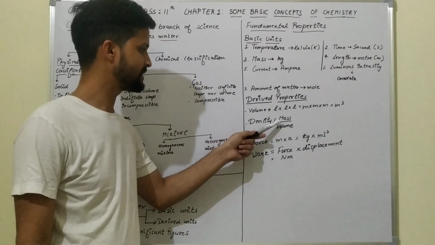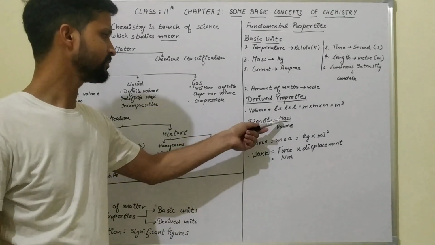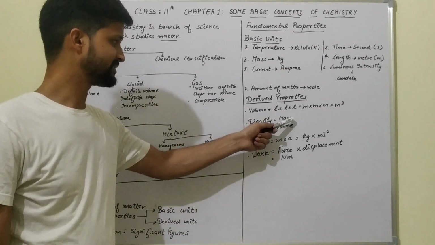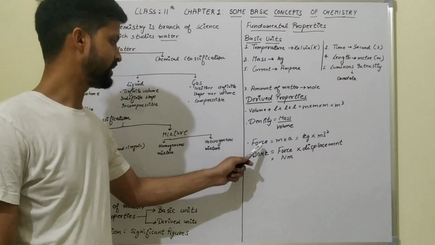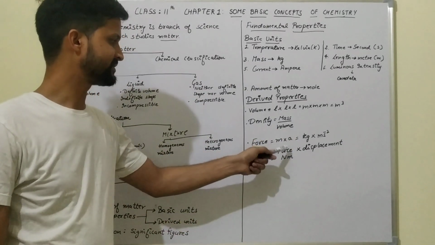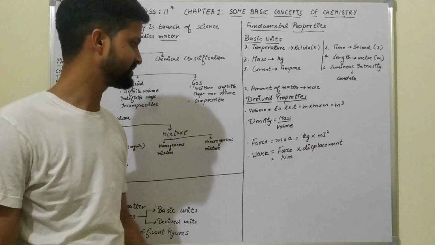Next we have the density. The formula of density is mass divided by volume. Here the mass unit is kg, whereas the volume unit is meter cube. Next we have the force, mass into acceleration. Here the unit is kilogram meter per second square.